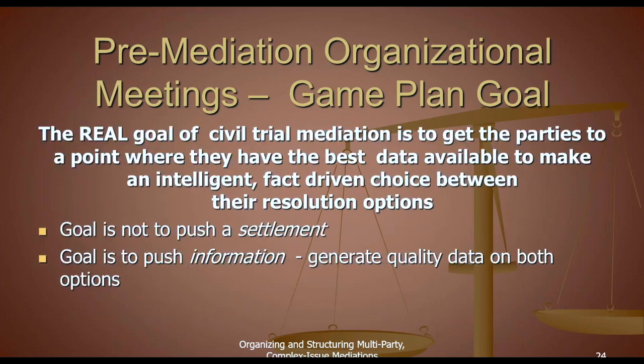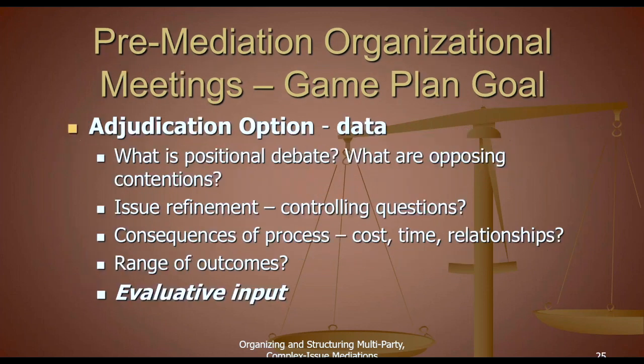The real goal of a civil trial mediation is to get the parties to a point where they have the best data available to make an intelligent, fact-driven choice between their resolution options. The goal is not to push the settlement. The goal is to push information, and this information will generally be quality data so that a decision can be made as to whether to adjudicate or to settle.